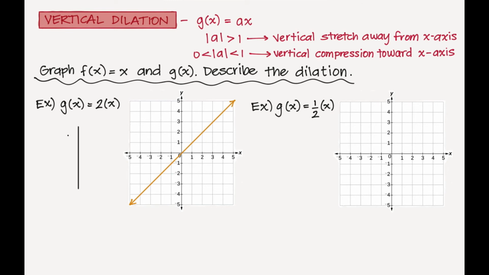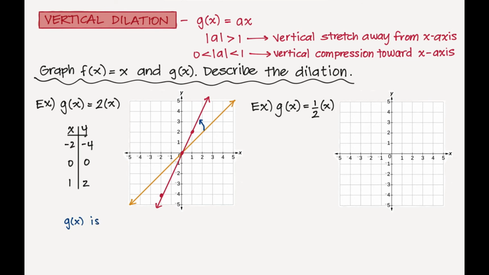So here's the parent function. Let's go ahead and choose those same values for x of -2, 0, and 1. And 2 times -2 is -4, 0 times 2 is 0, and 1 times 2 is 2. So there are my 3 points that I'm going to plot. And notice this. The line that's connected by those 3 points is much steeper than the line of the parent function. And notice how it is going away from the x-axis. It's getting closer to the y-axis, actually.